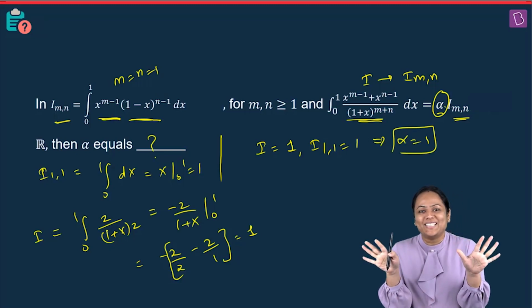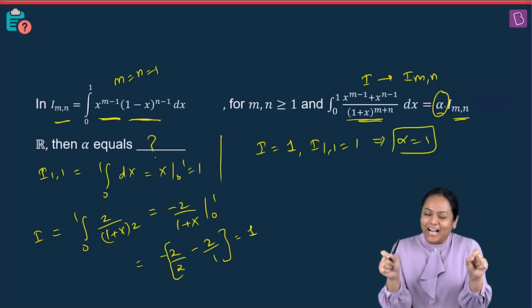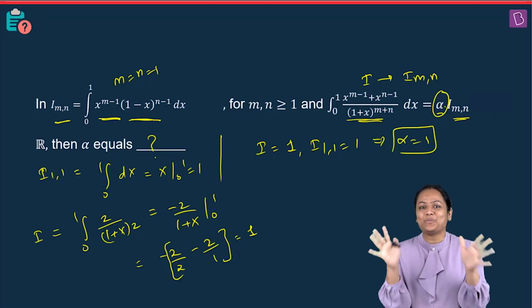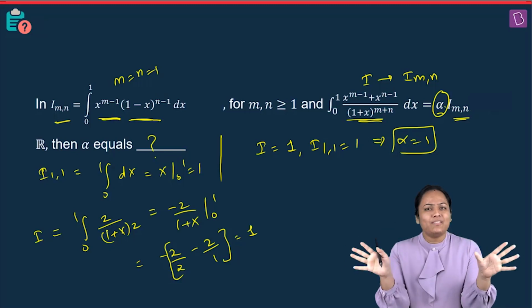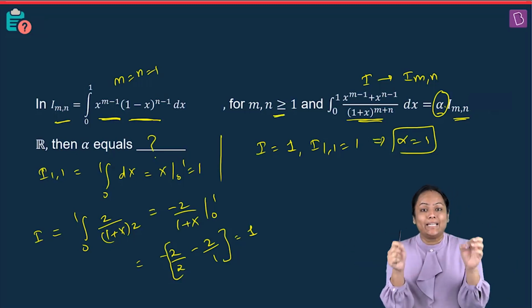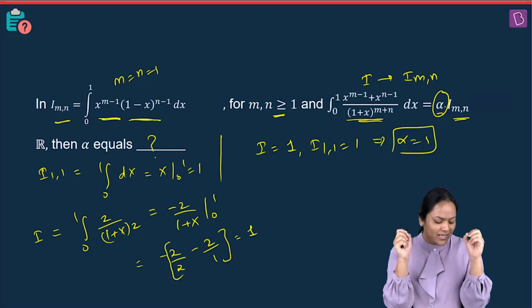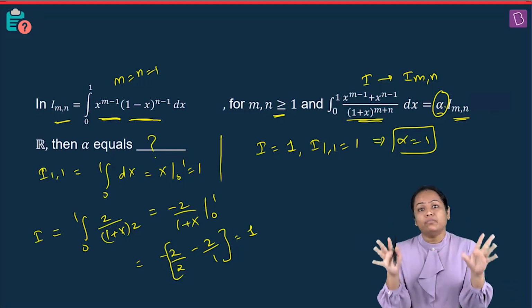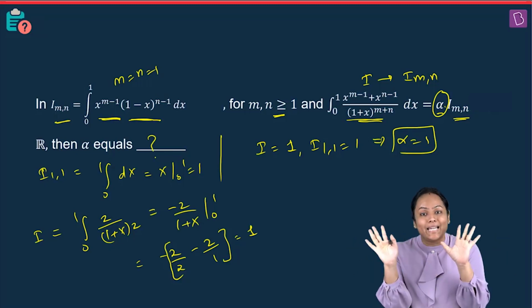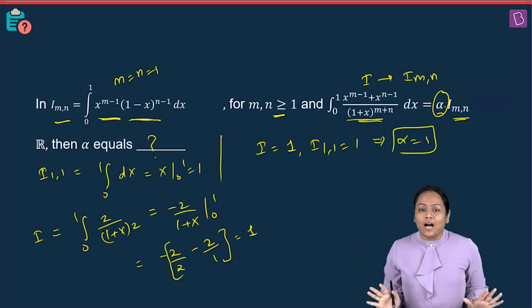A simple solution. Enjoyed it? I hope you have done it. This was the simplest way to solve this question. Just put some values of m and n, and it was very simple. They have given us equality when m and n both are equal to 1. Substitute it, get the answer. Alpha has to be 1 because it is true for all values of m and n. Clear? This is the answer.